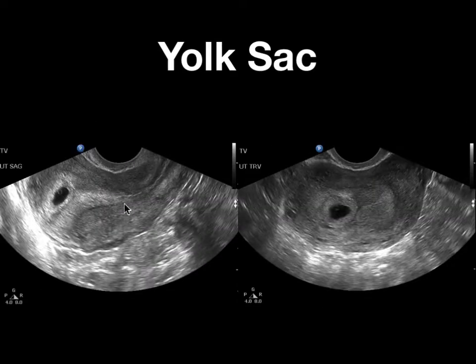Here we have a transvaginal exam, sagittal and coronal windows in a patient with an anteverted uterus, and you can see here is the decidual reaction, the gestational sac, and there is the yolk sac within the gestational sac, and you can see it in two planes here. So this is a definitive early IUP.